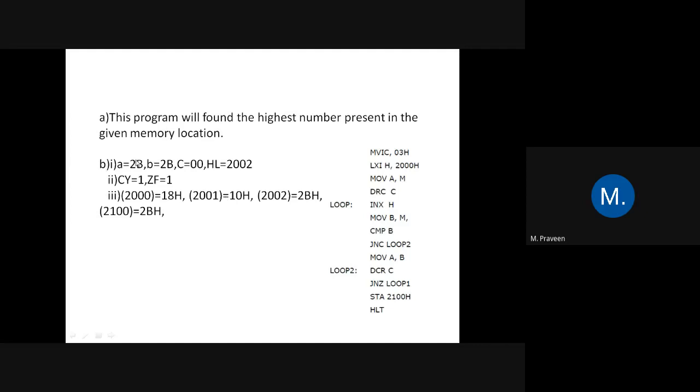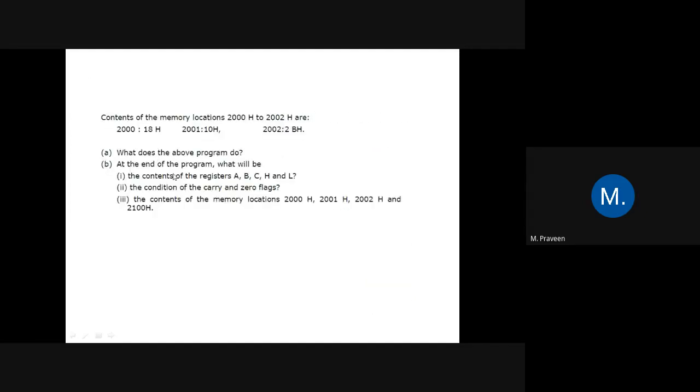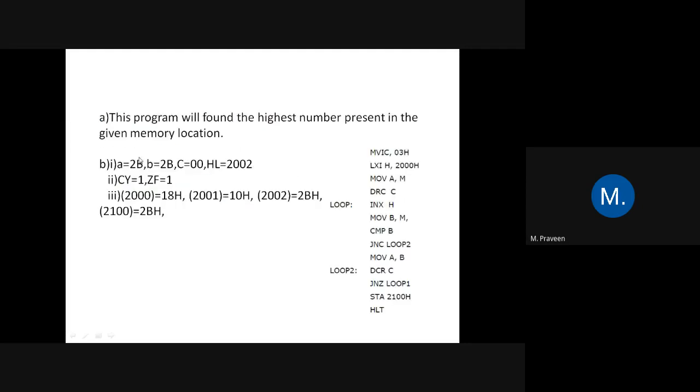Okay, so we have found the answer for the first one. For the second one, at the end of the program, what will be the A, B, C, H, and L? So the A value is now the highest value, which is going to be 2B. Therefore the A value is 2B, and the B value is also 2B. C is decremented all the way down, so the C value is going to be 0.